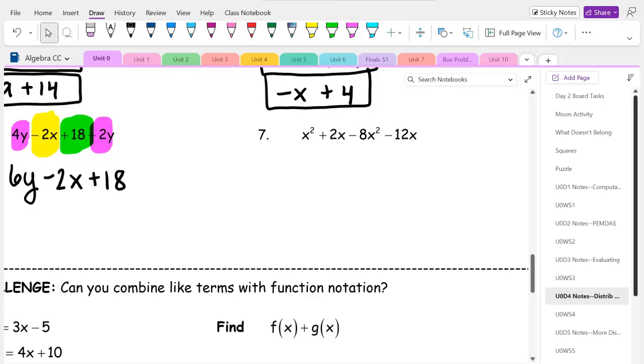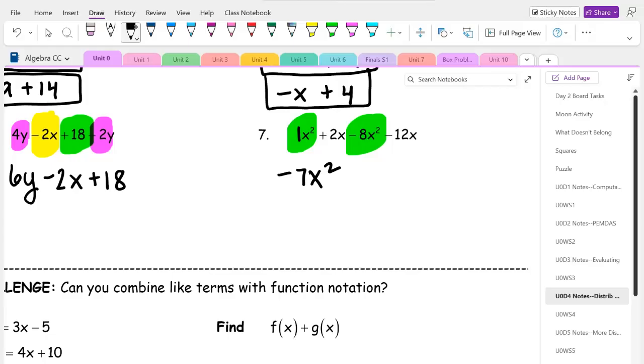Let's try some ones with x squareds. Again, this x squared has to go with another x squared. So your like terms are this one and this one. And be careful because that's a -8. So again, you could think of this as 1 minus 8 or 1 plus -8, up to you. It's going to be a -7, and then it's just going to stay an x squared.